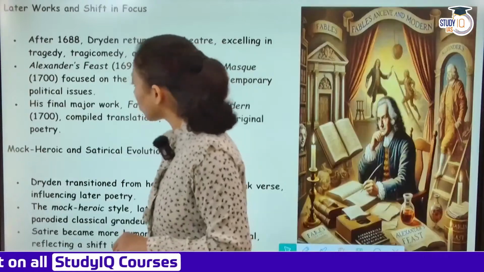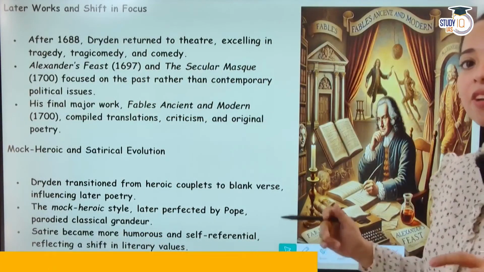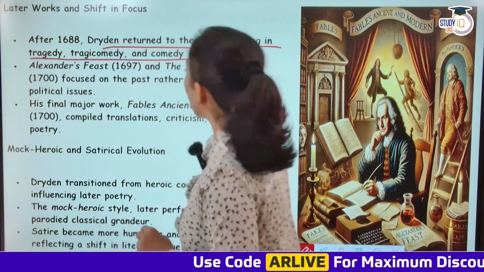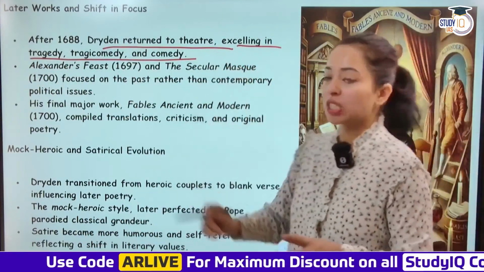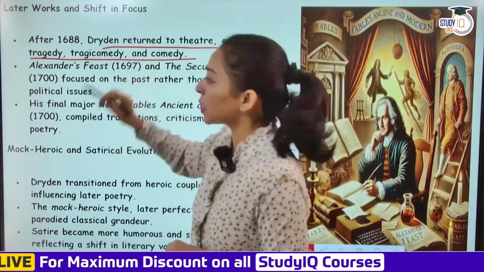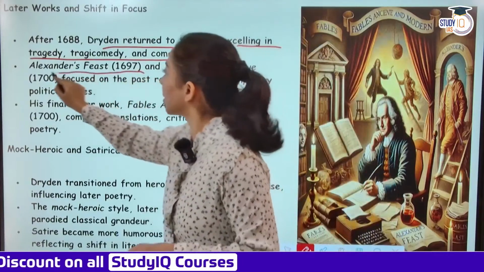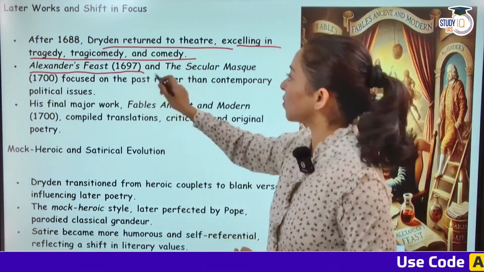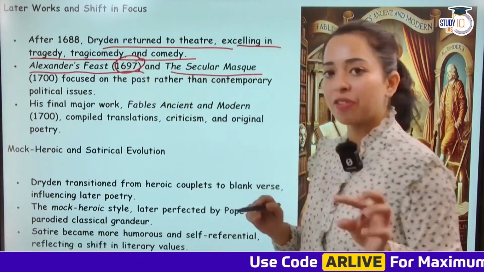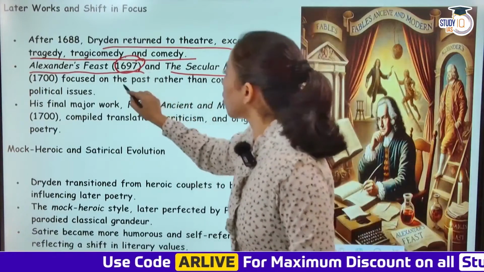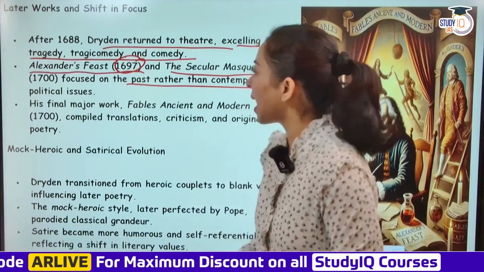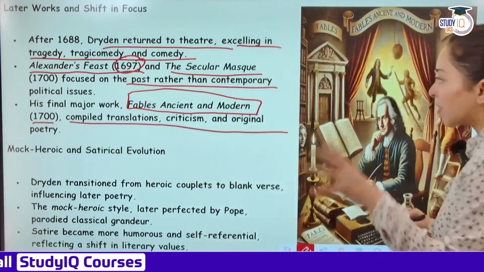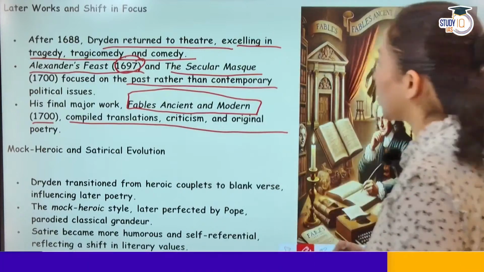Moving ahead, we have later works and shift in focus. So after 1688, Dryden returned to theatre, excelling in tragedy, tragicomedy and comedy. इनका जो play आया था Alexander's Feast, 1697 में, quite towards the end of his life, because 1700 में Dryden passed away. So over here, Alexander's Feast 1697 and the Secular Masque 1700, his very last play, focused on the past rather than contemporary political issues. और इनका जो final major work था Fables Ancient and Modern, 1700 में, this compiled translations, criticism and original poetry. So this became the later works and shifts in focus.